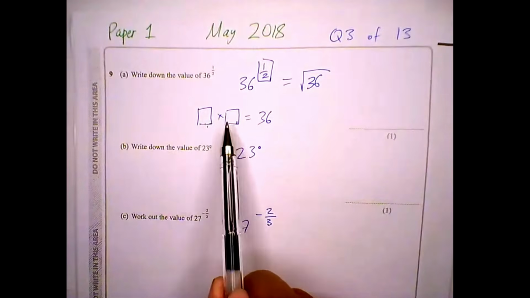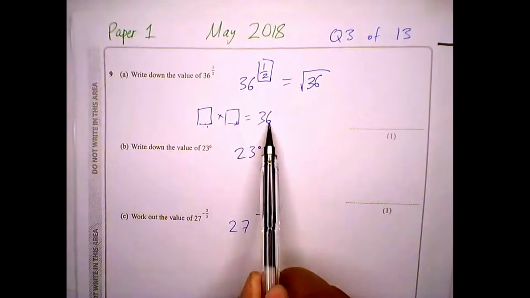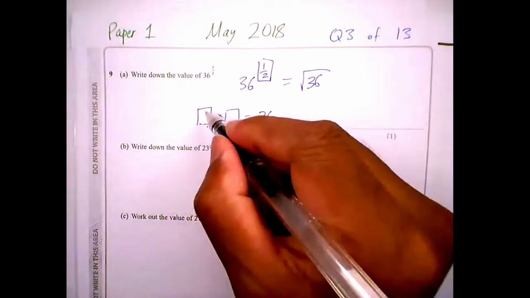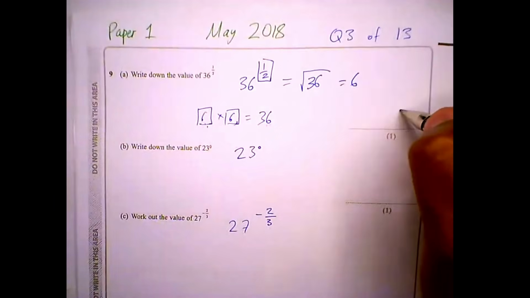The same number twice. 1 times 1 is not that. 2 times 2 is not that. 3 squared, 4 squared, 4 times 4 is not that. 5 times 5 is not that. 6 times 6 is 36. So my answer is 6 here.